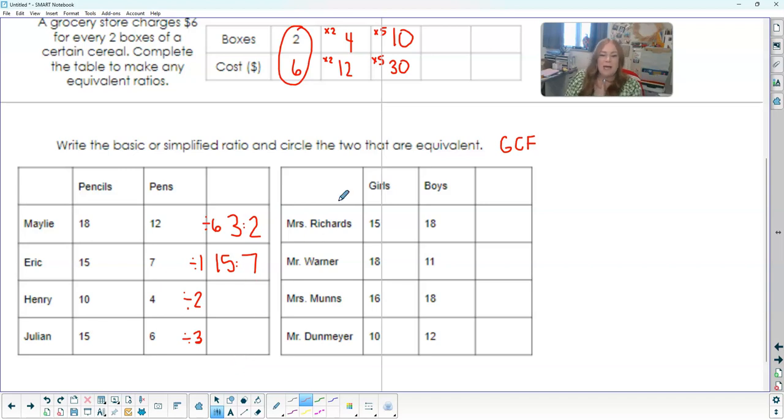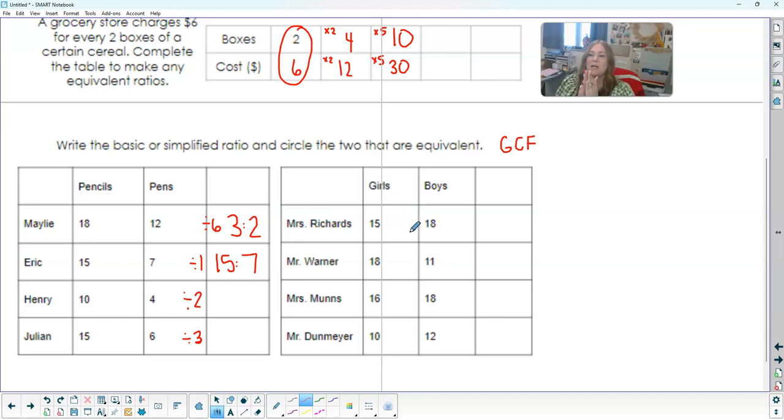Hey, next up we have the 4 math teachers here at our school this year, and how many girls they have in a class and how many boys they have in a class. We want to know which ones have an equivalent ratio, because they don't all have exactly the same amount of students, but which one is following that same basic pattern. So in Mrs. Richards' class, we have 15 girls, 18 boys.